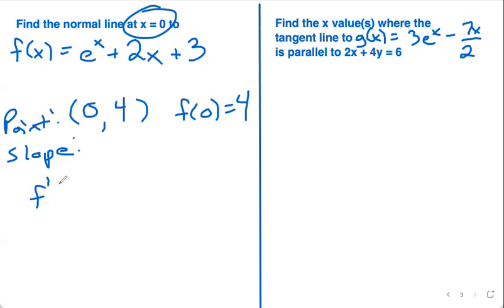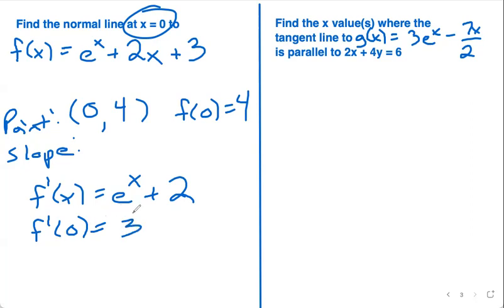For the slope, you take the derivative. So the derivative of e to the x is e to the x. The derivative of 2x is 2. The derivative of 3 is 0. Plug in 0. E to the 0 is 1, plus 2 is 3. And this is where I will see a mistake. I'll see students go, okay, so the slope is 3. The slope is 3 if it was asking for the tangent line. But this is asking for the normal line.